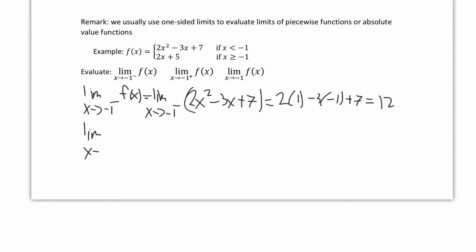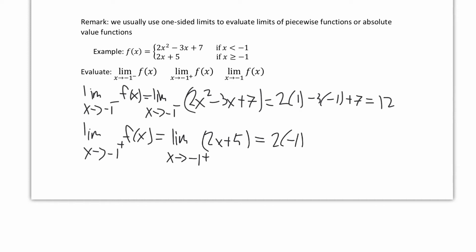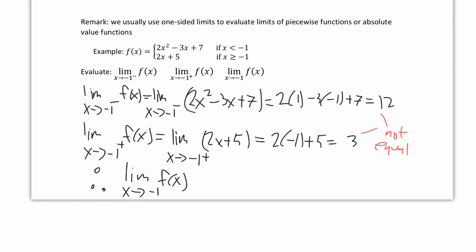Now let's do the limit as x approaches -1 from the right of f of x. So in that case, x is going to take values greater than -1, which means we're looking at this piece of the function, so 2x plus 5. So x approaches -1 from the right, 2x plus 5. That's going to give me 2 times -1 plus 5, which is going to be 3. These two values, of course, are not equal. So therefore, the limit as x approaches -1 of f of x does not exist.